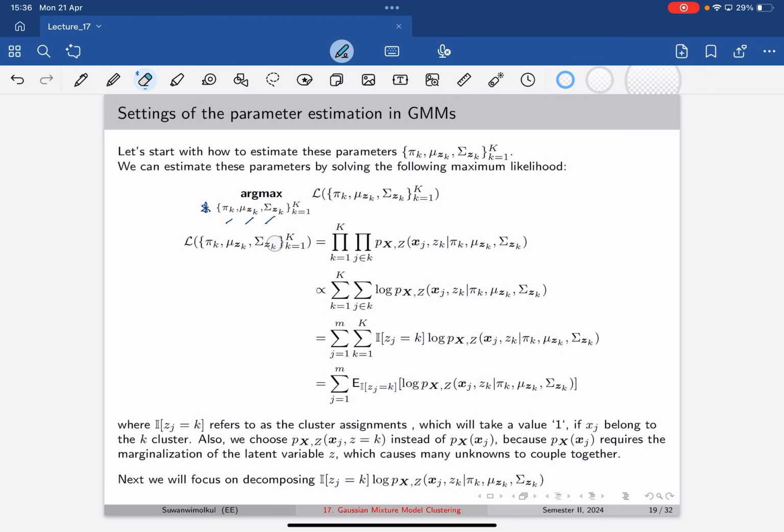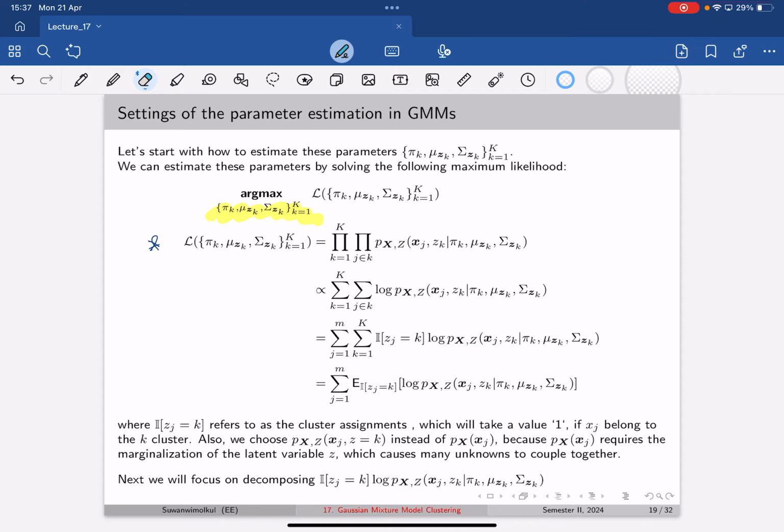So yes, right in the beginning, if we want to estimate these model parameters given our input xj, we can do it by solving maximum likelihood, and in this case, we will do it on the joint probability between x and z. We already know that's actually the multiplication between pi k and p of x given z, right?